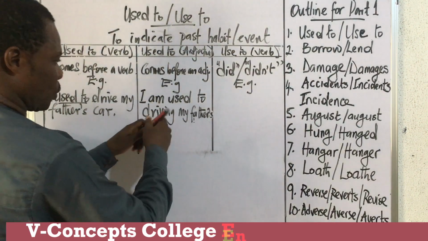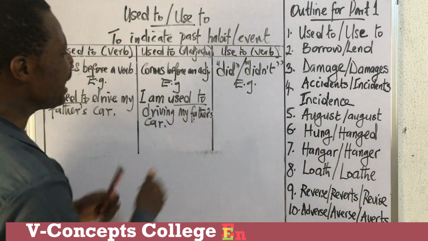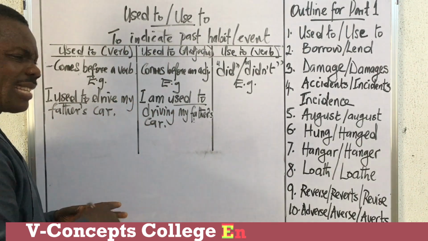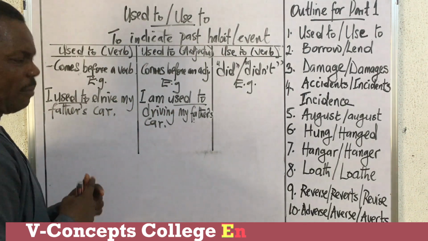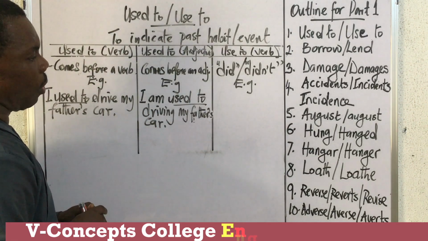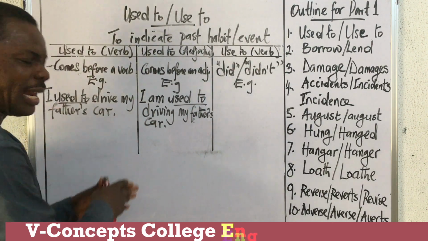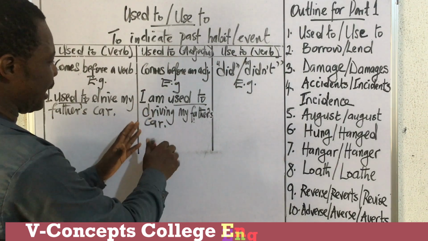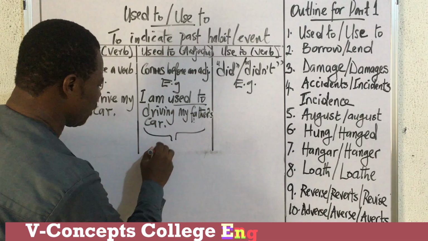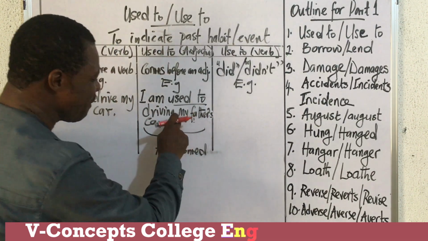Now, used to, the same form of the word, used to. But here, it is standing before driving. This is called a gerund. A gerund is the ing form of a verb which is not standing before a primary auxiliary verb, or that is not performing the function of a verb anymore in that expression. So it is saying that this fellow is accustomed to this event.